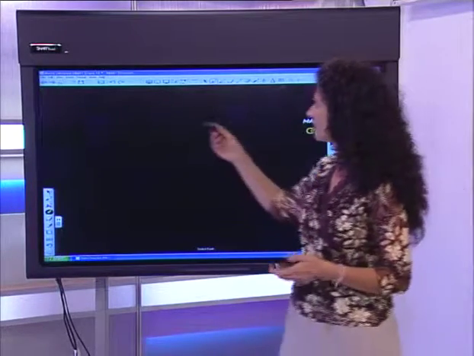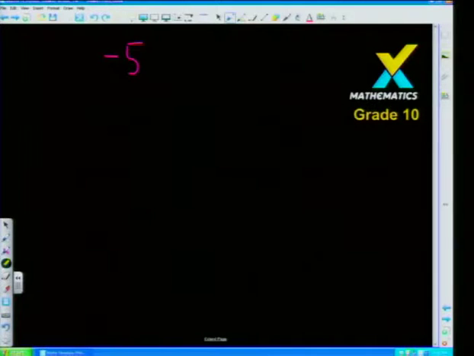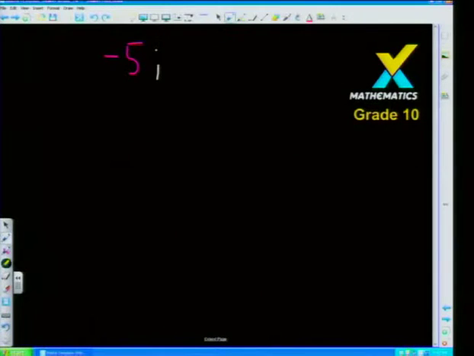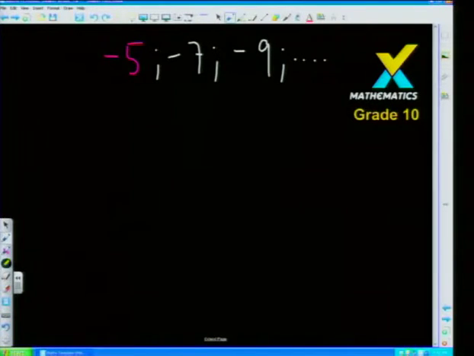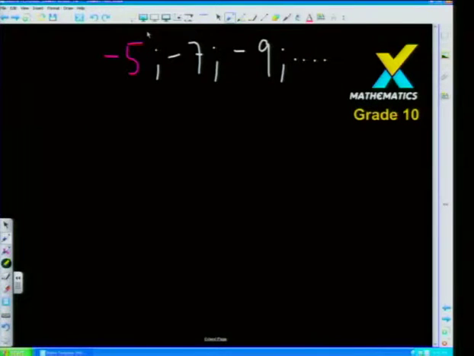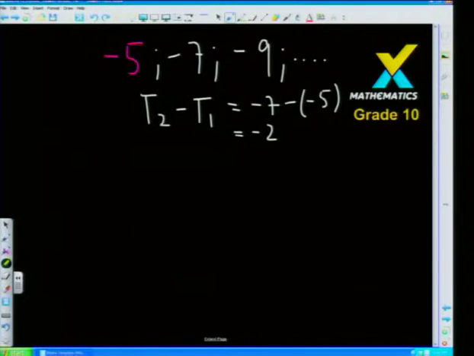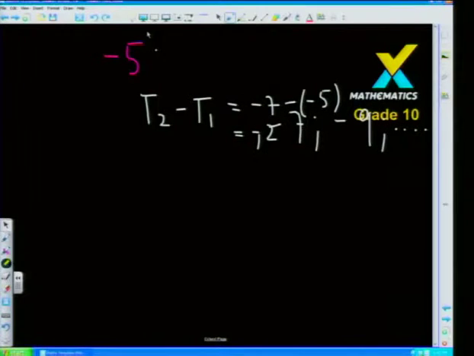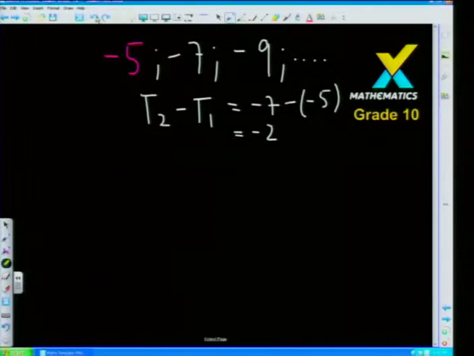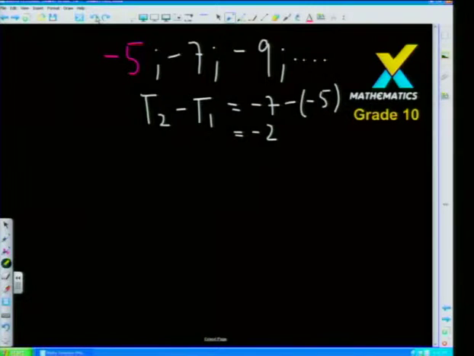So let's look at the sequence -5, -7, and -9. Let's see what Tn would come out as. Firstly, let's look at what's happening between -5 and -7. So let's look at T2 minus T1. We get -7 minus -5, so in the end, -2. And between T3 and T2 it's the same: -9 minus -7 is also -2.